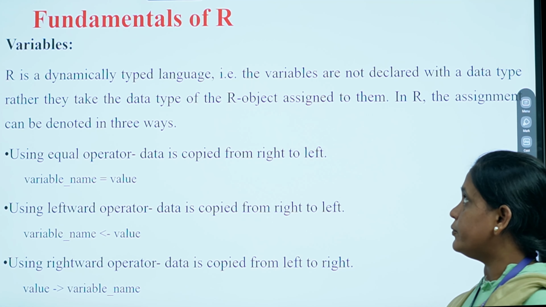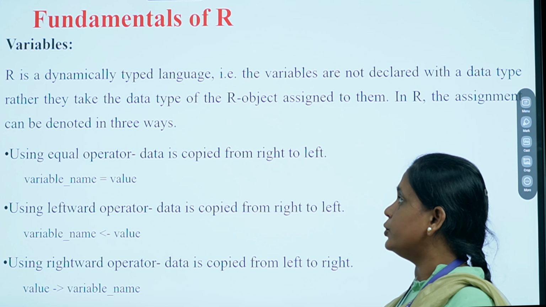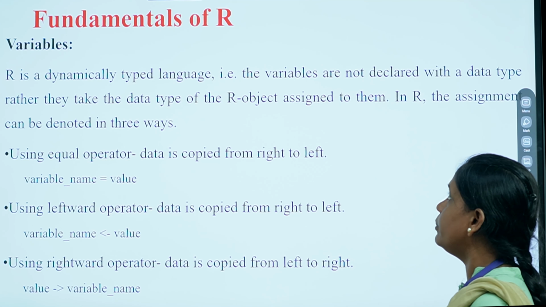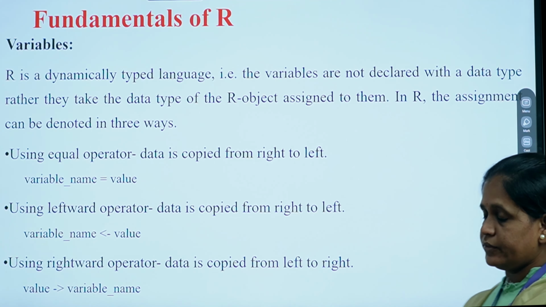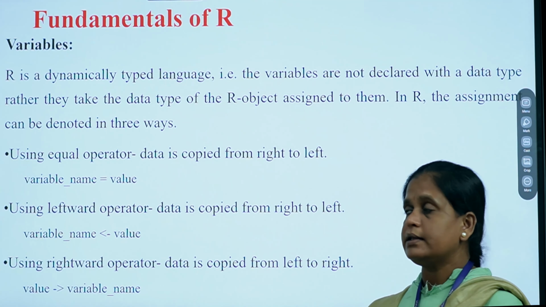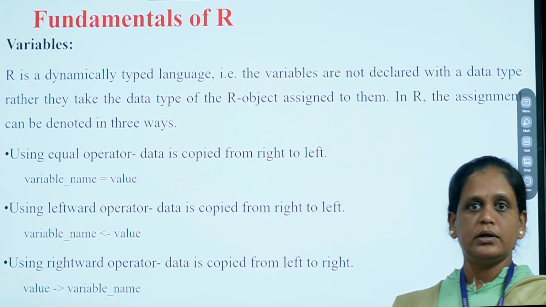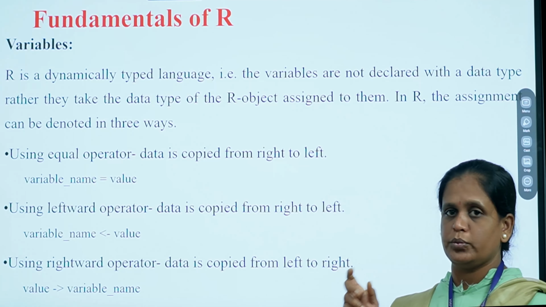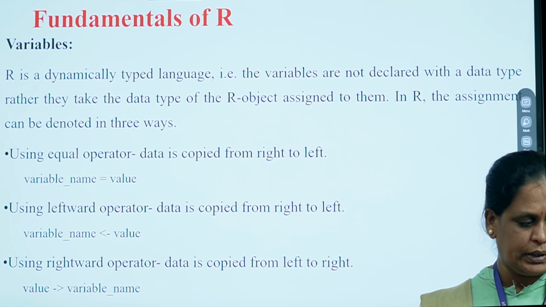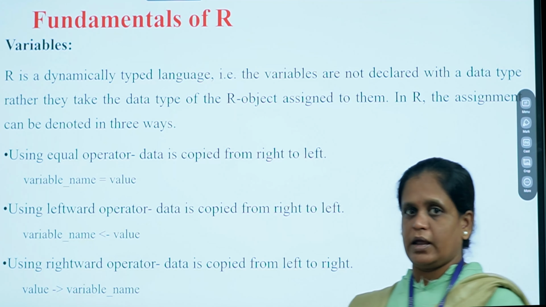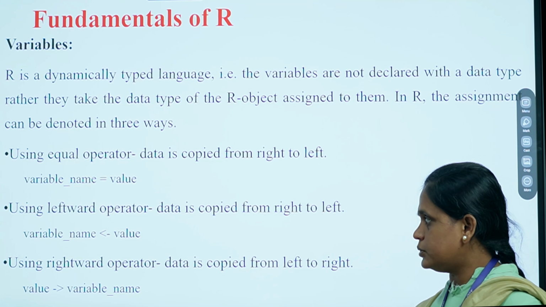In any language we start with, we will go with variables as well. R is again a dynamically typed language. Variables are not declared with a data type; rather they take the data type of the object assigned to them. It need not be specified what type of data we are going to declare. Based on the value that you assign, the object type will be created.